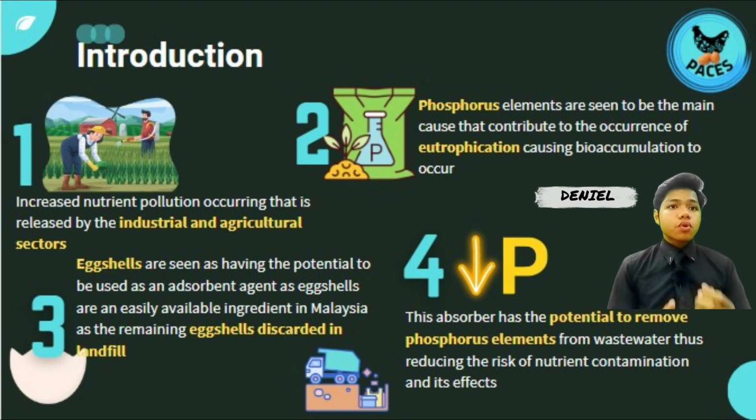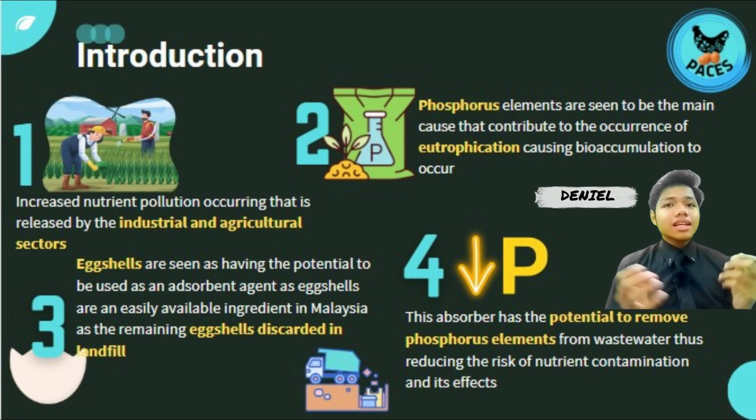Therefore, we propose a solution, which is to use eggshells as a solution to this problem, as we found that it has the potential to remove phosphorus from wastewater, thus reducing the risk of nutrient contamination effect. In addition, eggshells are also seen to have great potential to carry out their function as an adsorbing agent and are easily available as they are daily waste of Malaysia.